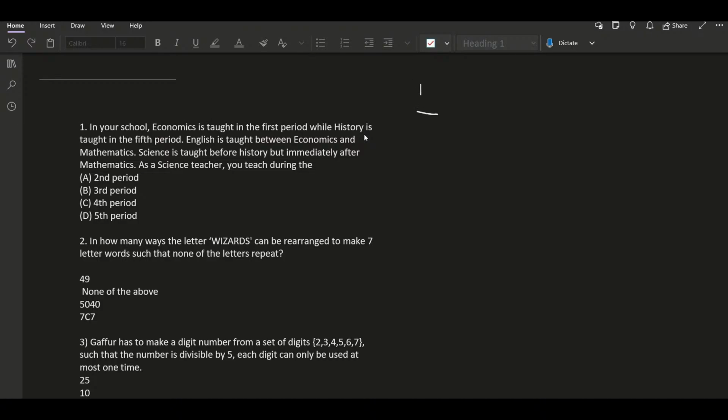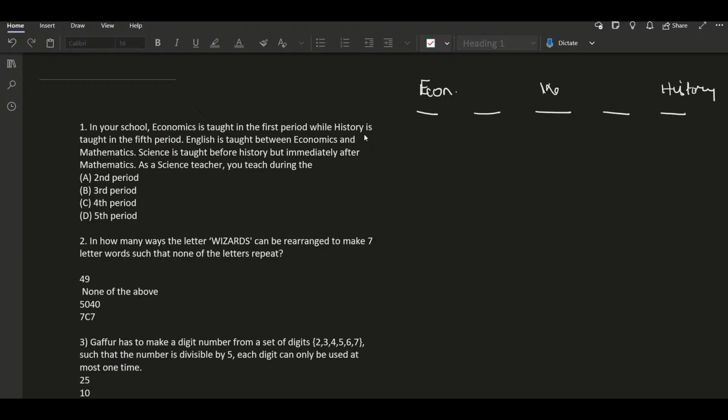So let's have five periods there, that is 1 2 3 4 5. Economics is taught in the first period, so economics here. Then history is taught in the fifth period, so we have history in the last period. Next, English is taught between the economics and mathematics. And science is taught before history, but immediately after mathematics.